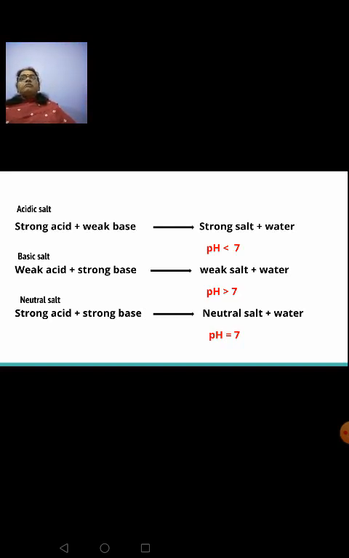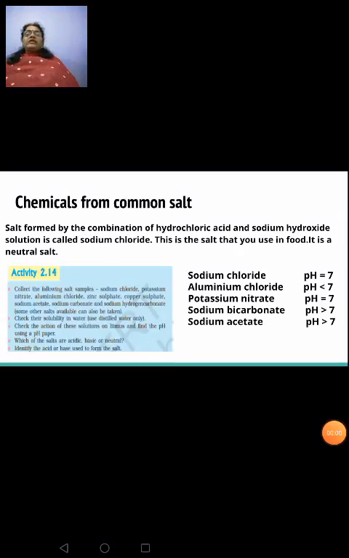Clear? So remember this, acidic salts are salts whose pH will be less than 7 and it is formed due to the reaction between a strong acid and a weak base. Basic salts are those salts which have a pH which is greater than 7 and they are formed due to the reaction between a weak acid and a strong base. Neutral salts are formed due to the reaction between a strong acid and a strong base. And its pH will be equal to 7. Hope it's clear now.